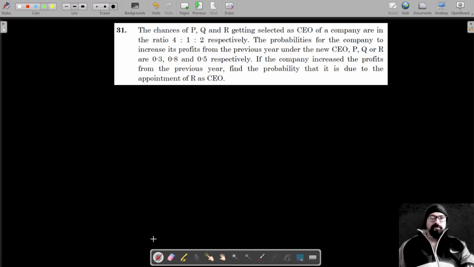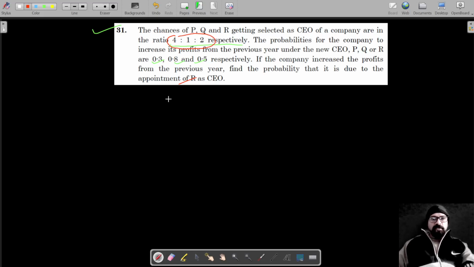For question number 31, it's given that the chances of P, Q, and R getting selected as CEO of a company are in the ratio 4 is to 1 is to 2 respectively. We have to find the probabilities for the company to increase its profits from the previous year under the new chief executive officers P, Q, or R. Now, if the company increased the profits from the previous year, we have to find that it was because of the appointment of R.